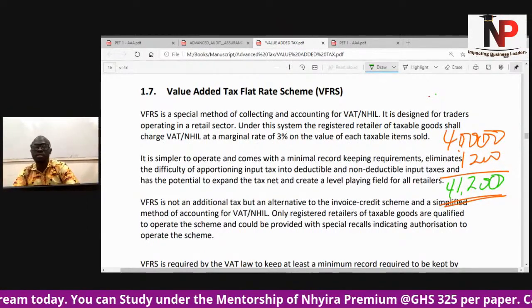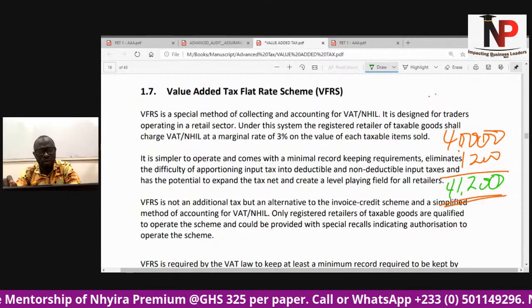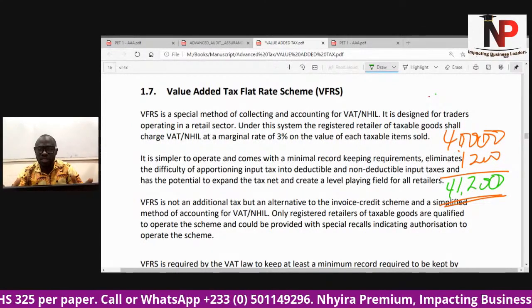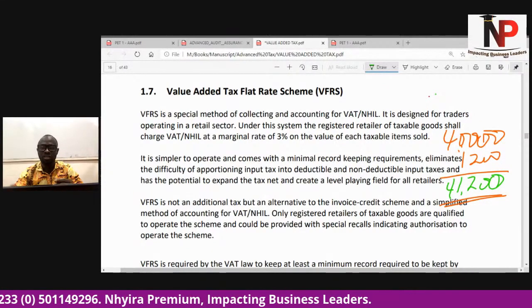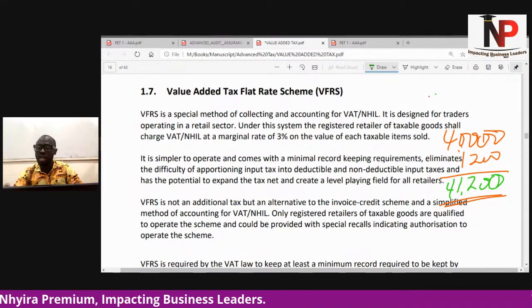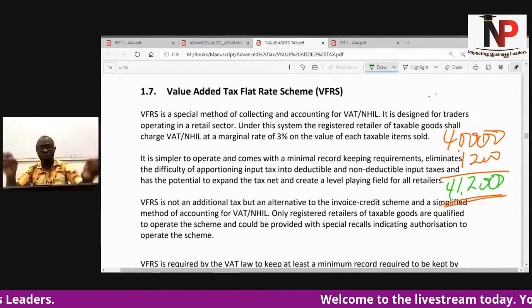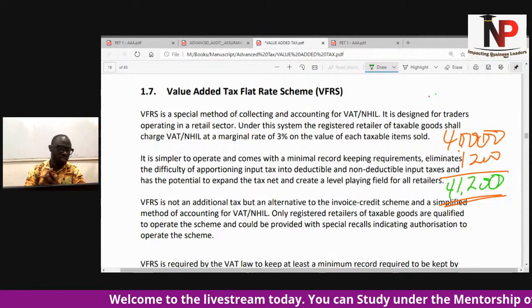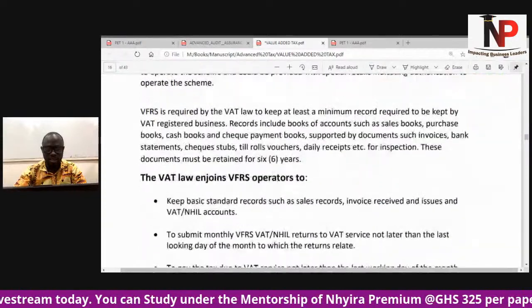This is the 3% flat rate system. And remember what we said. We mentioned that the retailers or businesses that are using this flat rate system don't qualify to claim any input tax because everything has technically been worked on. So that is all. Everything has technically been worked on. So you don't collect anything in that case.